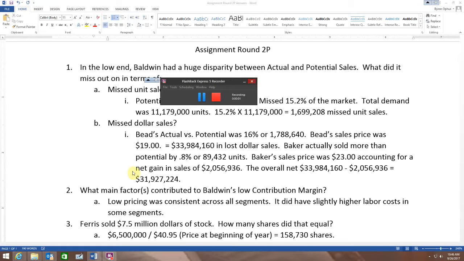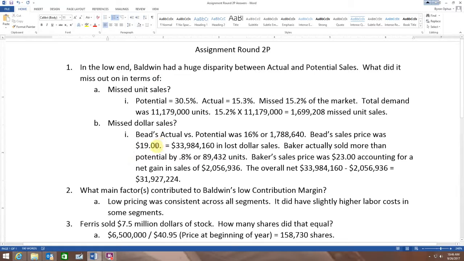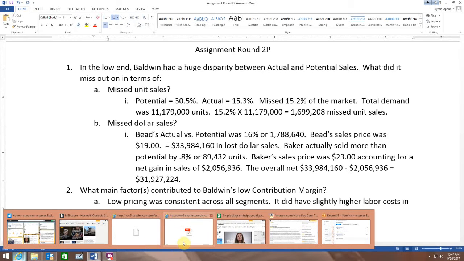Okay, let's take a look at the assignment for round 2P and see what the answers were there, at least the ones that I would have chosen. So first question was, in the low end, Baldwin had a huge disparity between actual and potential sales. What did it miss out on in terms of missed unit sales? Well, let's go take a look.